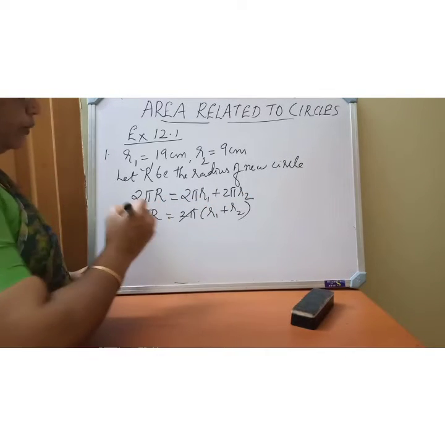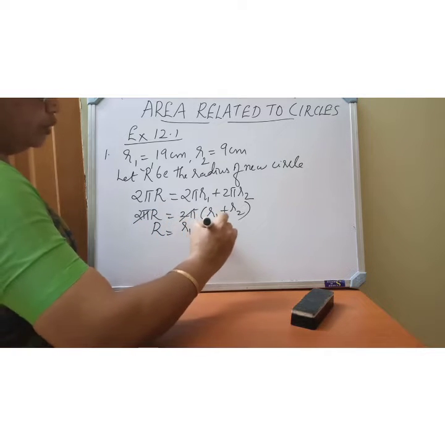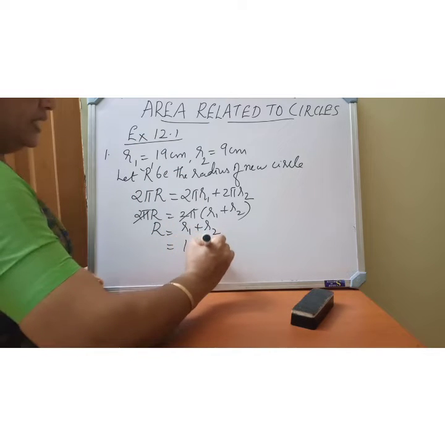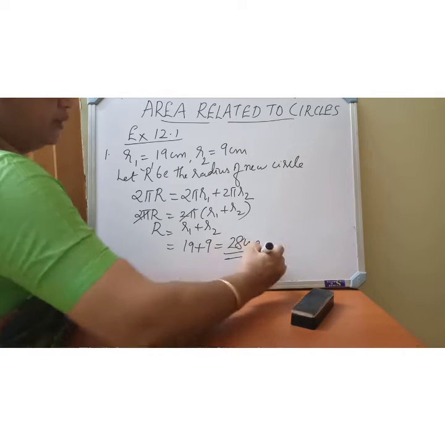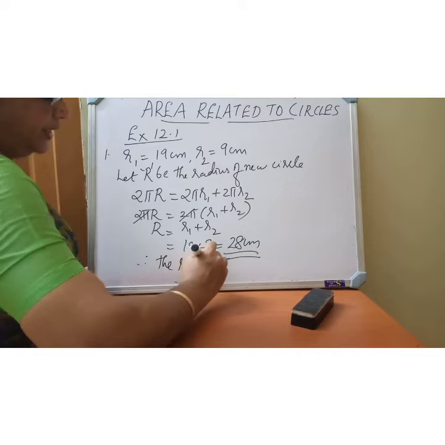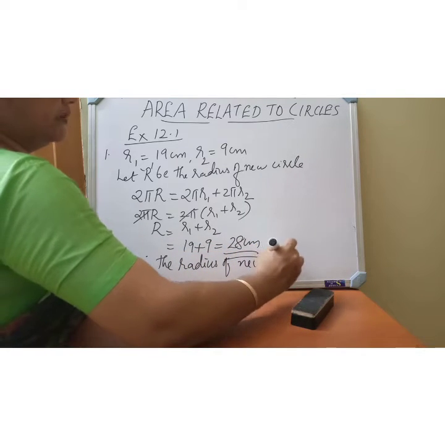See that 2 pi is there on both sides. So R equals R1 plus R2. We know the values of R1 and R2. Substitute here 19 plus 9, that is 28 centimeter. Therefore, what will be the radius of the new circle? 28 centimeter.